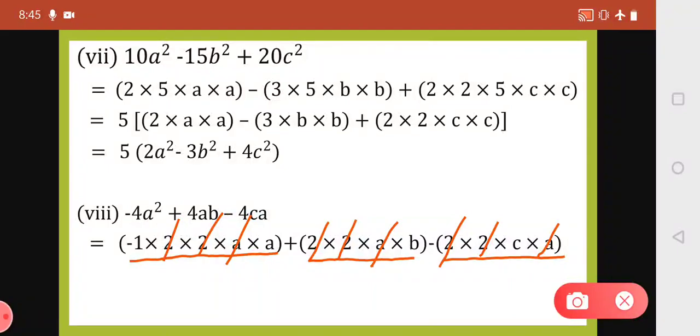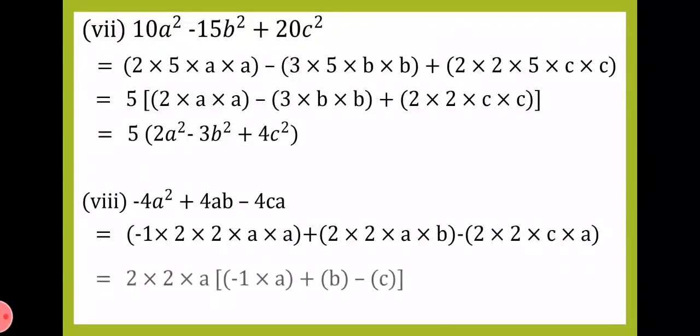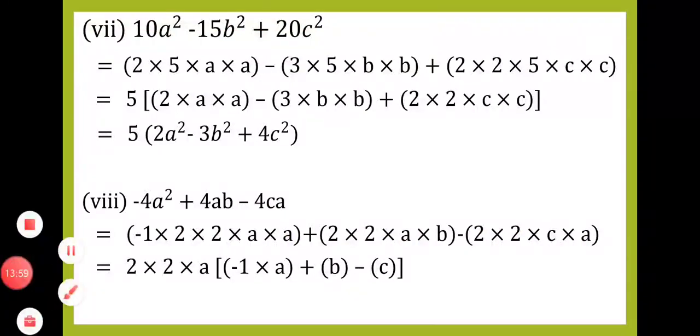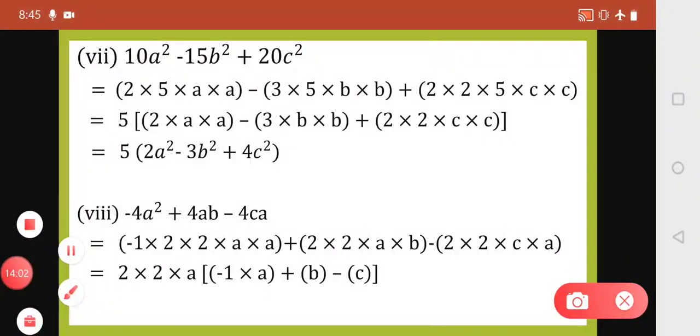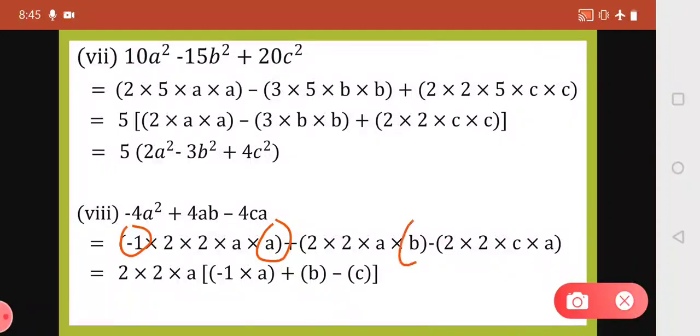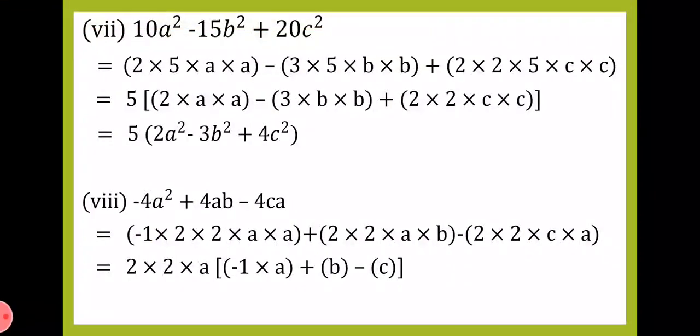Now nothing is same. So taking out the same factors outside, that is equal to 2 into 2 into a. Now in the first bracket we will be left with minus 1 and a. In the second bracket we will be left with only b. And similarly in the third bracket we will be left with c. So we write 2 into 2 into a into minus 1 multiplied by a plus b minus c. That is equal to 4a into, a multiplied by minus 1 is minus a. So we will write in bracket minus a plus b minus c.